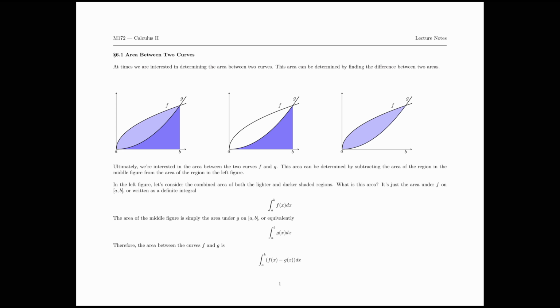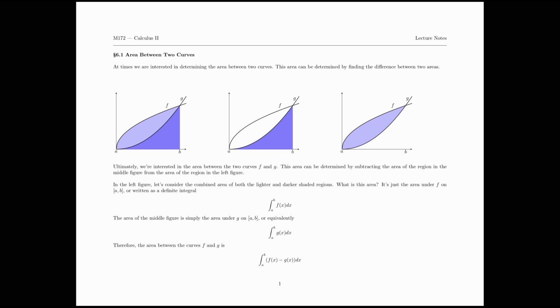So for one application, we can think of determining the area between two curves. So if we focus on these three diagrams, working left to right, we can see how we can obtain the area between these two curves, the graphs of f and g.